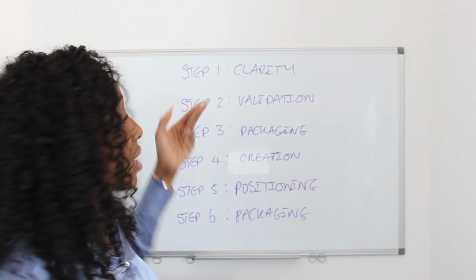Now let's move on to the next step, which is step 2. It is validation. Does anybody actually need what it is that you're selling? Now I need to let you know something right now. Your family and your friends is not validation. I'm sorry, I had to say it. Somebody had to say it. Family and friends doesn't necessarily mean strangers out there are going to buy your product.